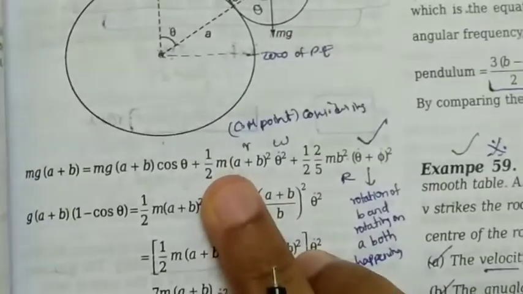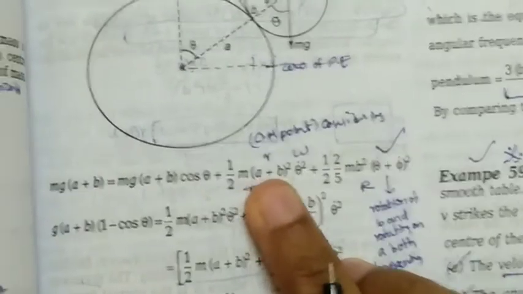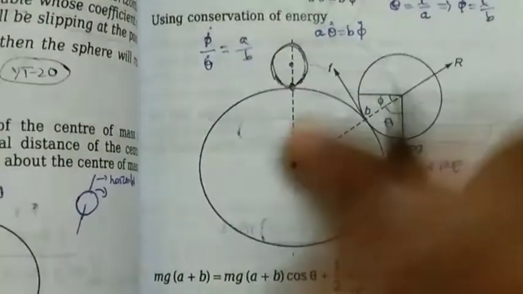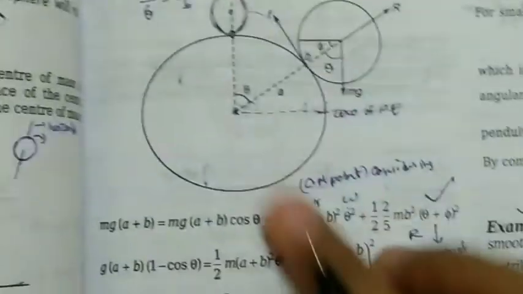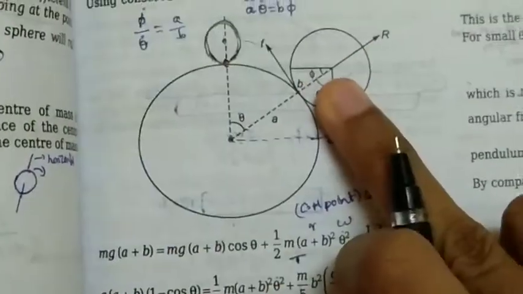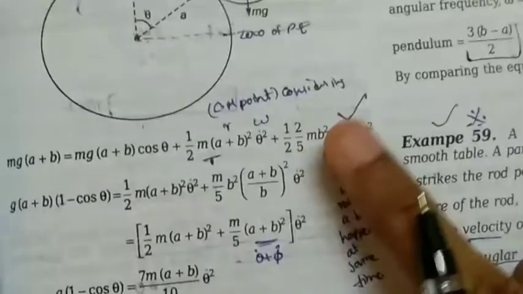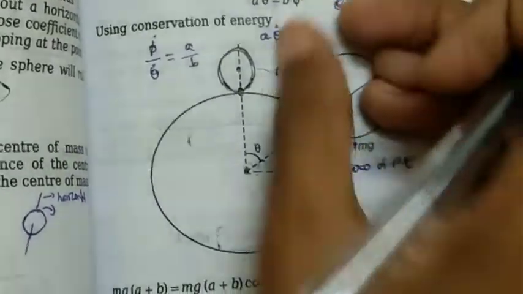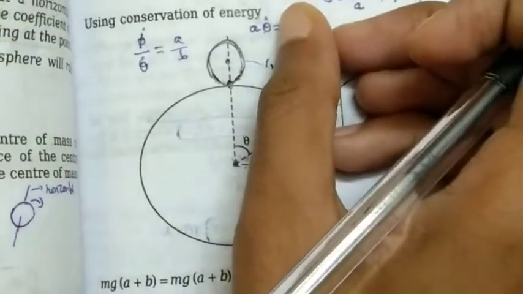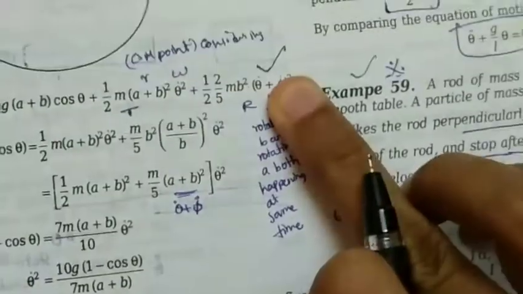Hence we are having half m v square. V is nothing but r omega. R is nothing but a plus b, so (a plus b) whole square into theta dot square, angular velocity. This is because of translational motion, and as the sphere is rolling, it is exhibiting rotatory motion. So in that case, rotational kinetic energy is half I omega square.